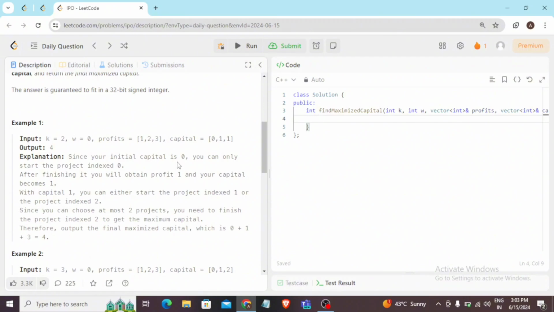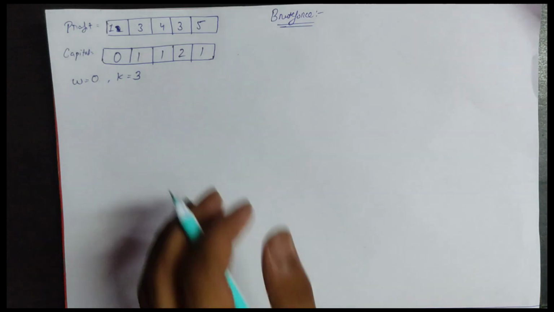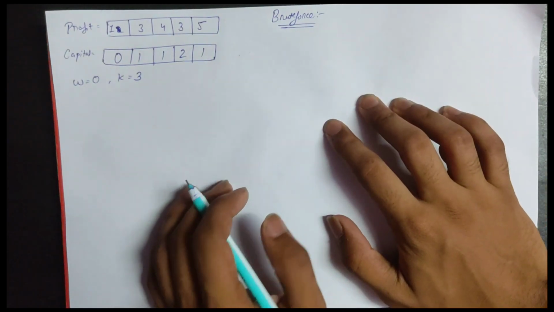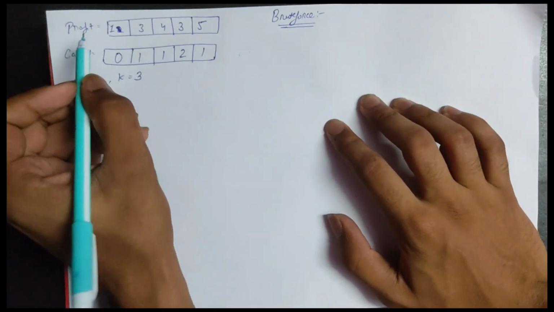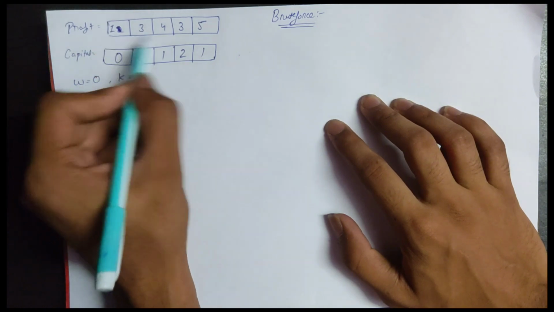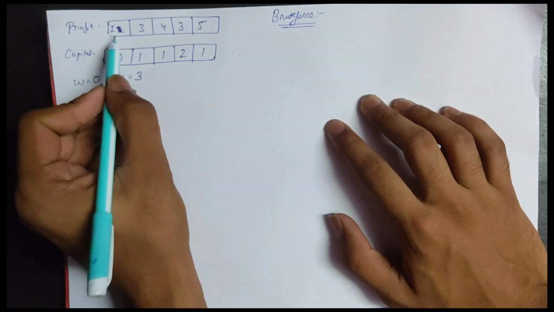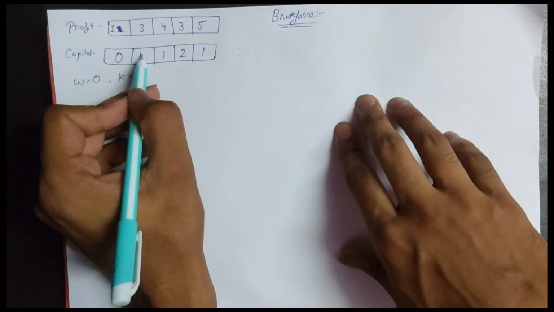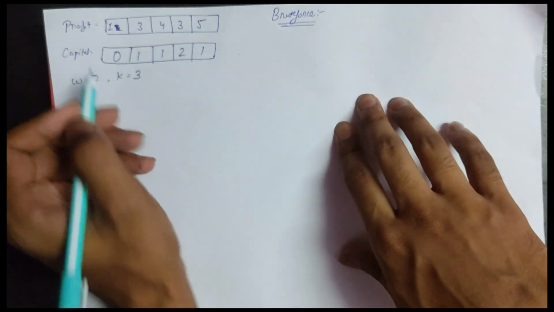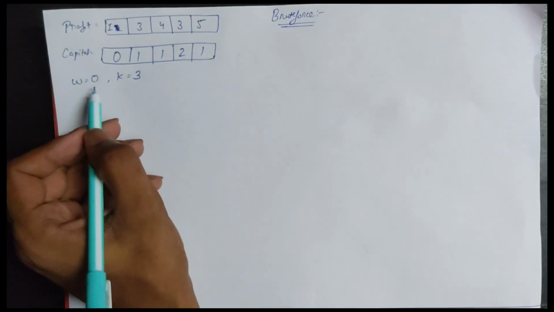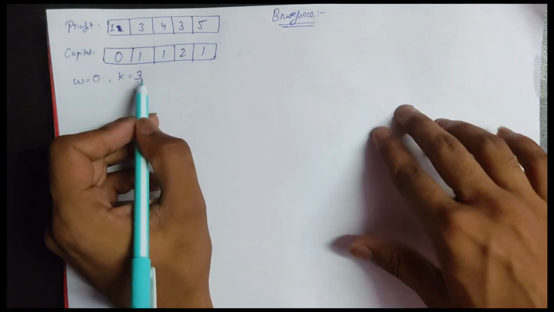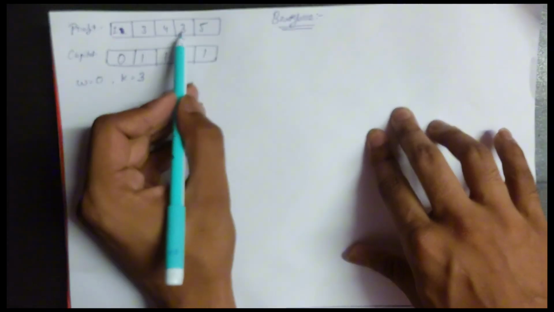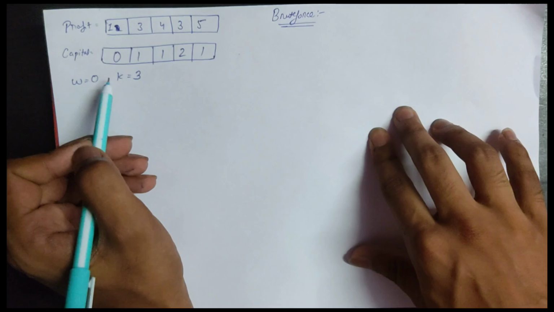Now let's understand the code more efficiently. Let's understand the solution with this example. In this example, we have taken profit as this array and capital as this array, and the corresponding values are written. For capital 0, profit is 1, for 1 it is 3, 1 is 4, 2 is 3 and 1 is 5. Initially W is given as 0 and K is given as 3. So we have 3 attempts to take 3 profits to add up into our initial capital.